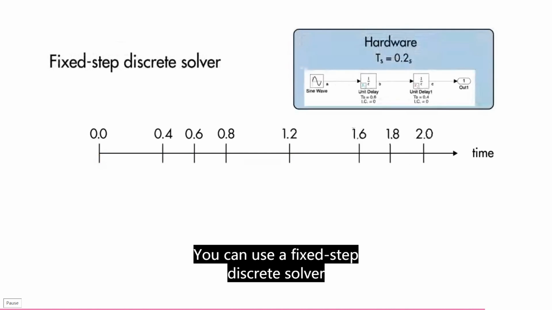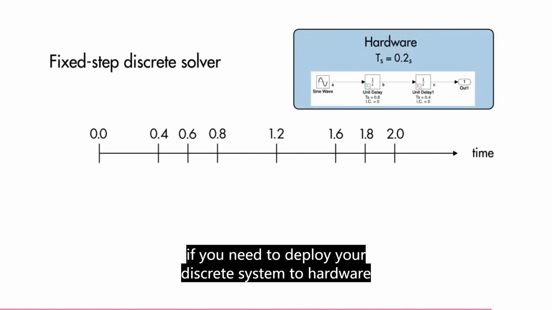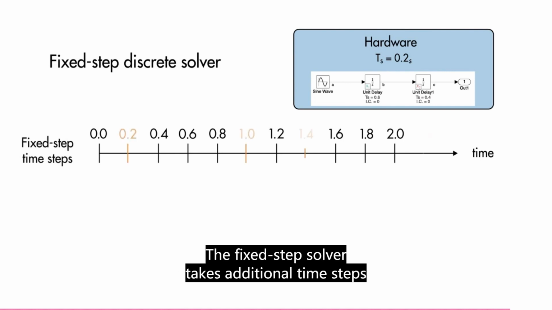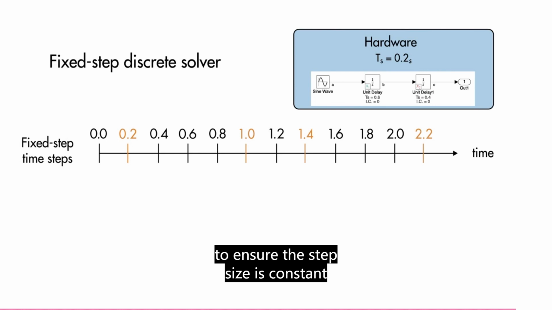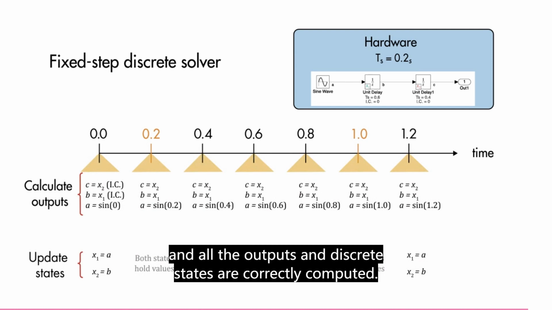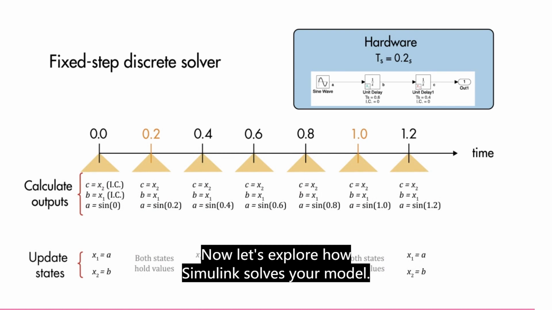You can use a fixed-step discrete solver if you need to deploy your discrete system to hardware that operates at a fixed rate. The fixed-step solver takes additional time steps to ensure the step size is constant and all the outputs and discrete states are correctly computed. Now, let's explore how Simulink solves your model.